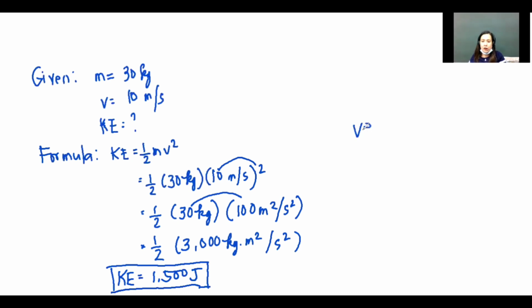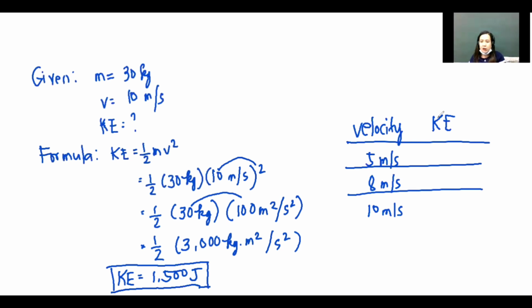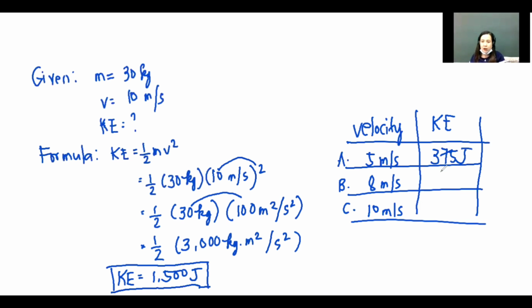Now let us compare the kinetic energy with the different velocity. For letter A, the given velocity is 5 meter per second. For letter B, we solved for the second velocity, 8 meter per second. And the last one, we have 10 meter per second. Now let us compare the kinetic energy with a different speed or velocity. Then please make a generalization. The answer for letter A, the first one that we solved, is 375 J. When we solve for 8 meter per second, the answer is 960 J. And when the velocity becomes 10 meter per second, the answer is 1,500 J.